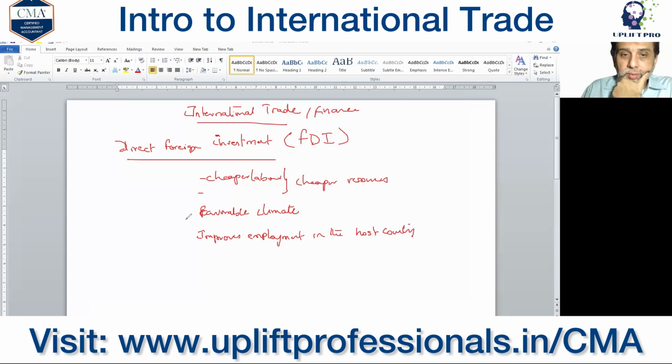Favorable climate is a good point actually, because they may not be able to do a particular business in their home country because the climate is not favorable for that particular business. So probably they would go outside and do that business. For example, ice creams may not sell in a cold country.